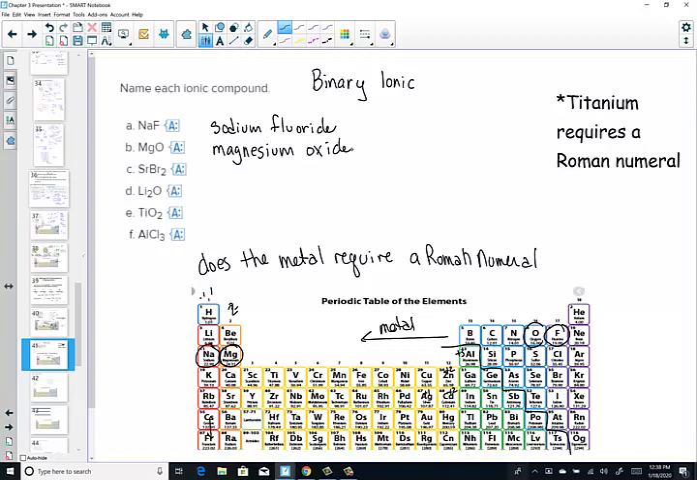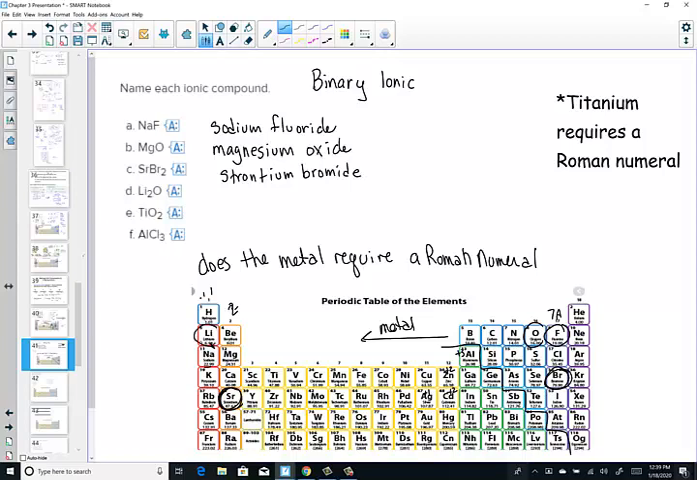How about SrBr2? Sr is the symbol for the element strontium, located right here where I'm circling in group 2A. That's a fixed charge of +2, so no Roman numeral. Strontium. Br over here in the halogens, group 7A. Changing bromine to the ending -ide, you get strontium bromide.